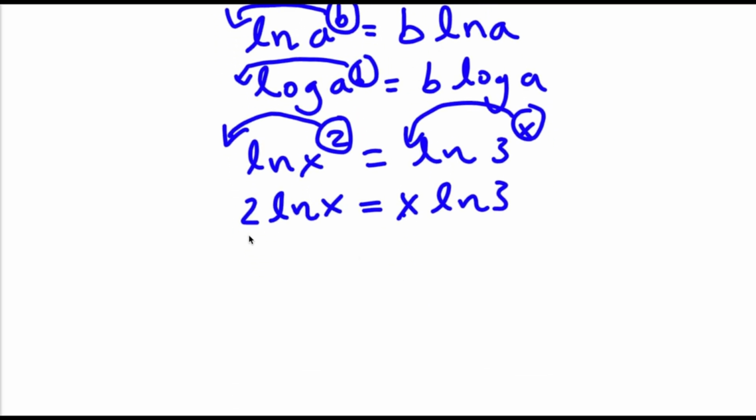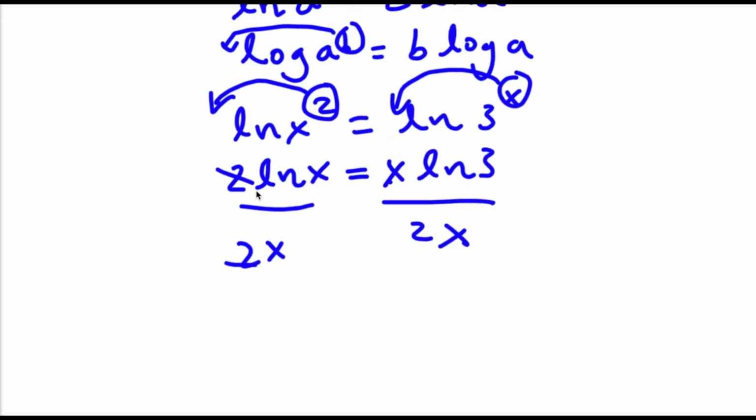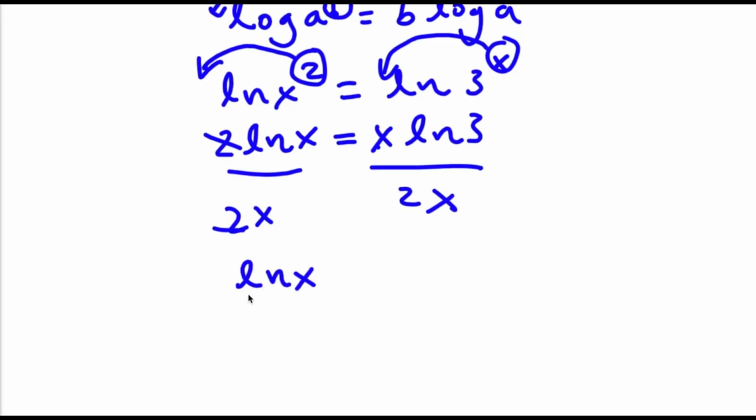So now what I'm going to do is divide both sides by 2x. So for my left-hand side here, these two 2's will cancel out, so I'll be left with ln x over x. And now this is equal to, for my right-hand side, the 2 x's will cancel out, so I'll be left with ln 3 over 2.